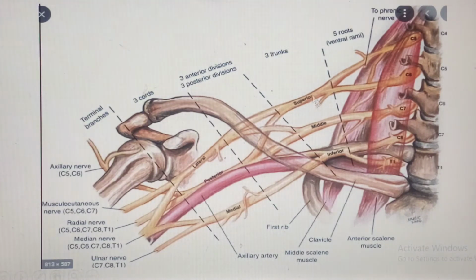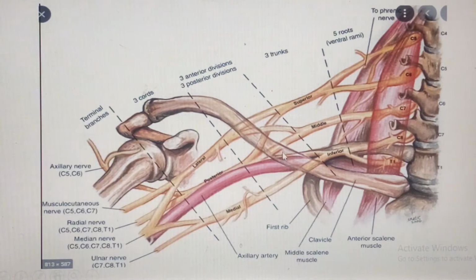Now immediately I have my trunks, each of the trunks we divide into an anterior division and a posterior division. So there's an anterior division of the upper trunk, posterior division of the upper trunk. There's an anterior division of the middle trunk, posterior division of the middle trunk. This is what we call the anterior division of the lower trunk, and this is what we call the posterior division of the lower trunk. So you get all these divisions.